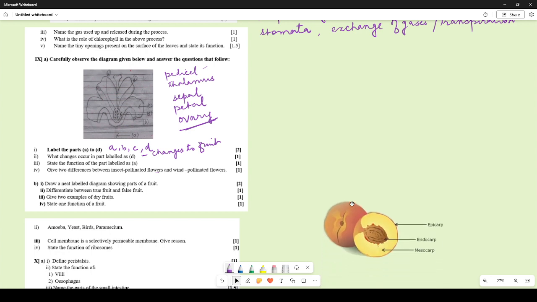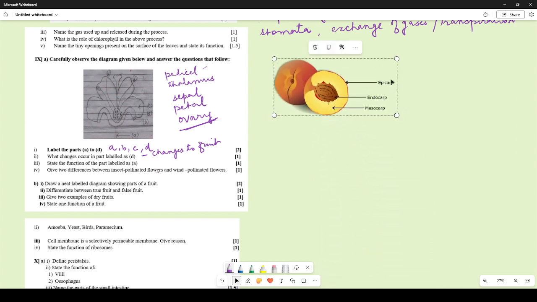Now draw a neat and labeled diagram showing the parts of fruit. All you needed to do was draw this diagram where epicarp, endocarp and mesocarp. Only these 3 you needed to mention, nothing else other than that. Differentiate between true fruit and false fruit. A true fruit arises from ovary, whereas a false fruit arises from any other part of the flower, but not the ovary. Give 2 examples of dry fruits. We have written all types of dry fruits. Okay, if they categorize as a dry fruit, I have given you marks for that.